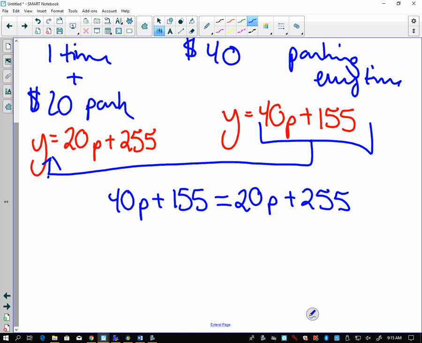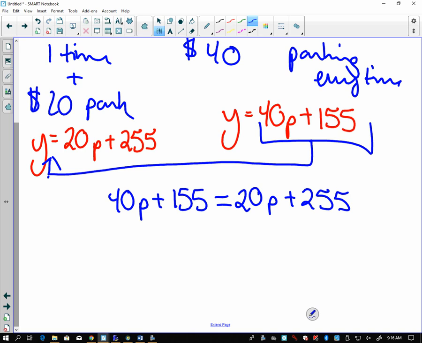I want to solve for what? P. We want to solve for P because P represents the number of trips, right? It doesn't represent parking, it represents the number of times I go. So you might want to pick a different variable that you're not going to get confused with. You could use T for times or trips.